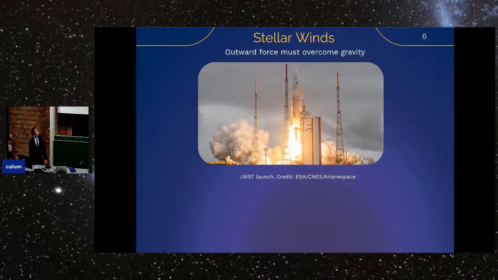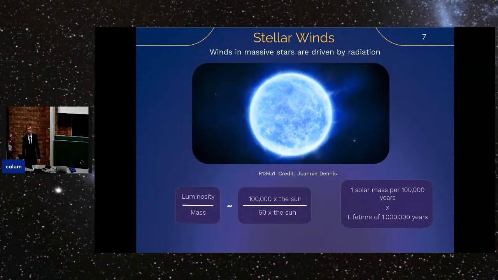But in massive stars, the massive stars themselves actually fuel the outflows. Because they're so much more luminous than any normal star, the power from the light that's coming from the star is actually enough to remove mass from the surface. So here you can see just the ratio: maybe a massive star is about 50 times the mass of the sun, maybe 20 times the size in radius, but 100,000 times more bright.